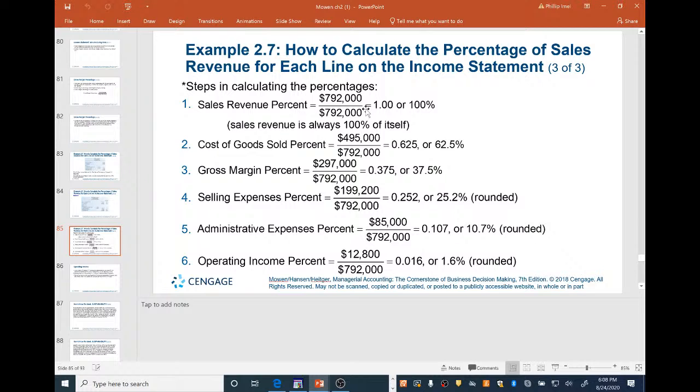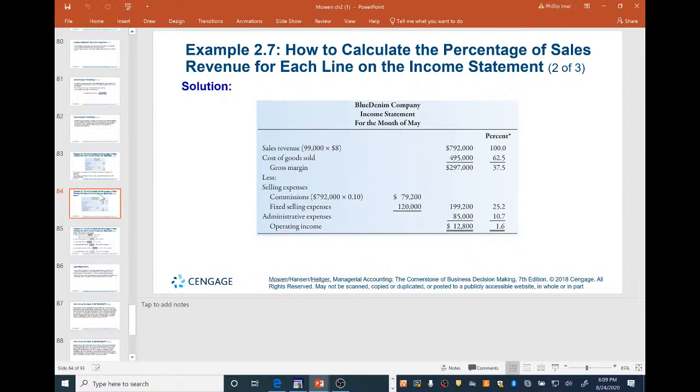So pretty simple, right? It looks a lot harder than what it really is. When they ask you for percentage of sales, really just know the sales is your denominator, and then the relevant line item is going to be your numerator. So if I asked you for the selling expense percentage, once again, take total selling expenses of 199,200 and divide it by 792, and you got it.